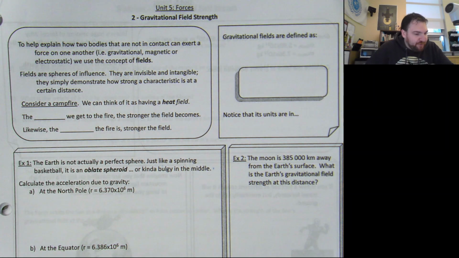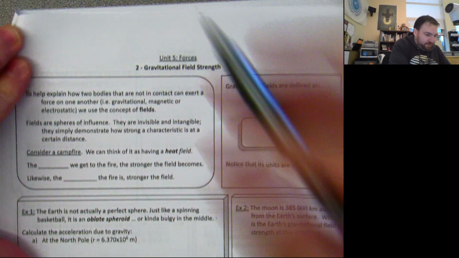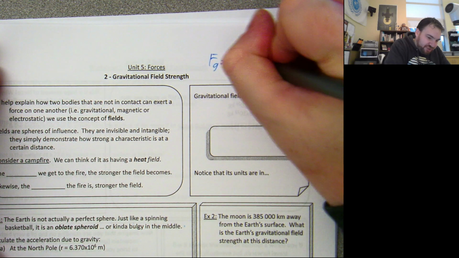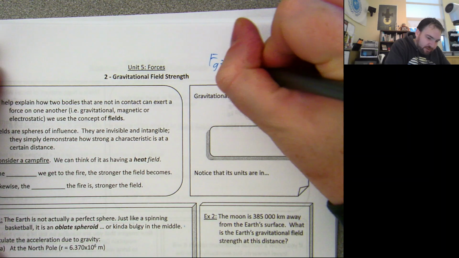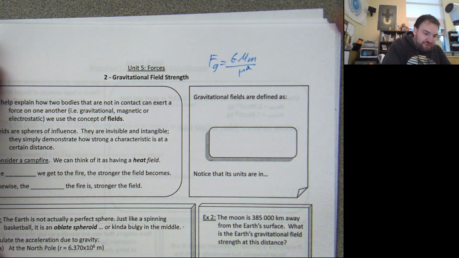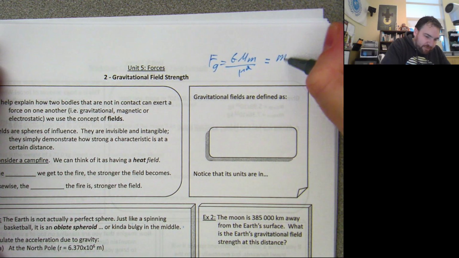So, universal gravitation looked like this. Fg equals GMm over r squared. And it also equaled, at or near the surface of Earth, mg.